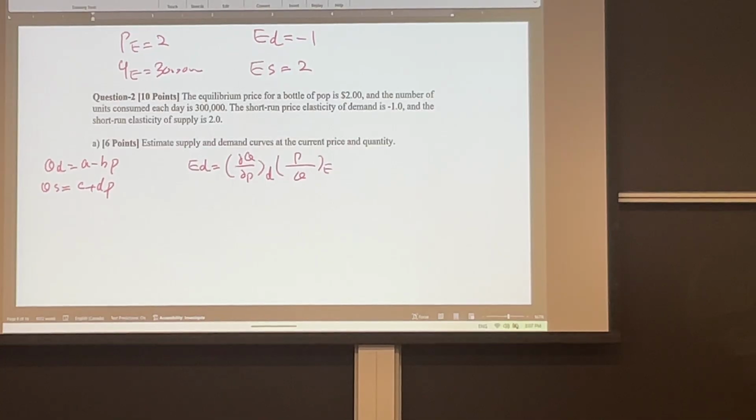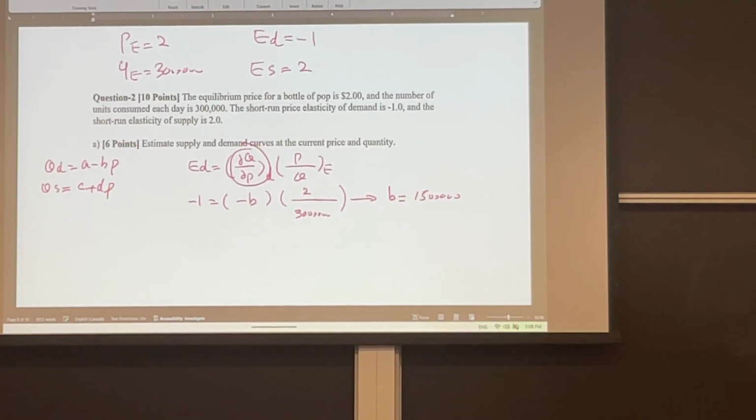I have the elasticity of demand that is -1. I have the slope, I have the price and the quantity. And I need the slope of demand. Based on the notation I use, what's the slope of demand? Minus B, because the way we wrote it, there is a minus there. Then that will give us the B, which is 150,000. Right? Then I can say that's our demand.